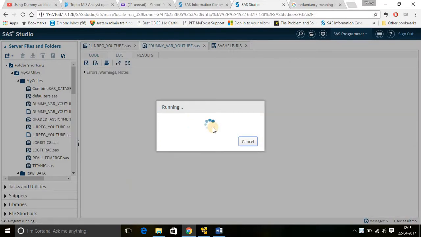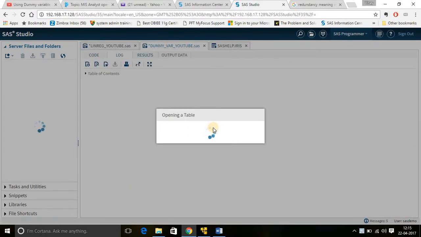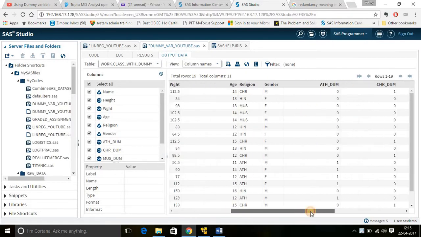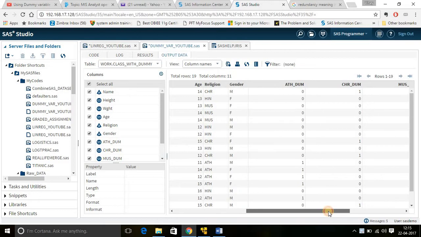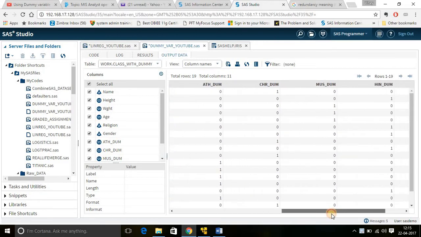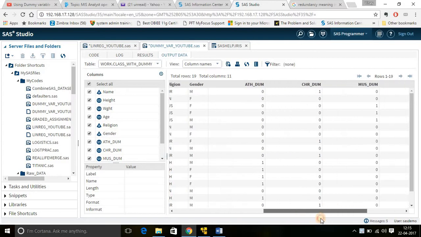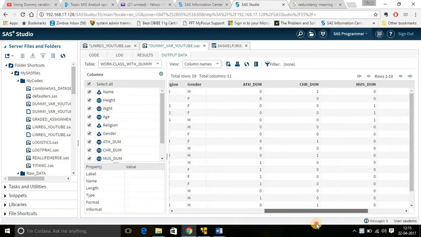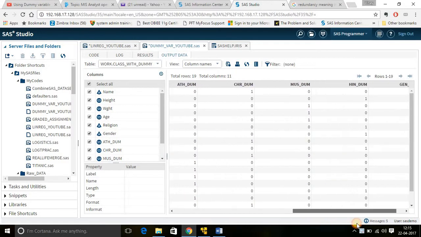And we'll see in the results how the table looks after the addition of dummy variables. Now we have extra columns. Let's see the new columns. We have atheist dummy, so Christian dummy is 1, all the others are 0. Hindu, let's see if it is correct or not. Yes, Hindu is okay, Muslim is also okay, and atheist is also fine. So all the dummies are created well.